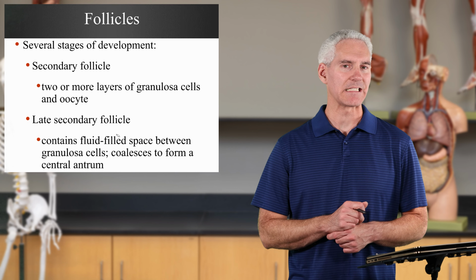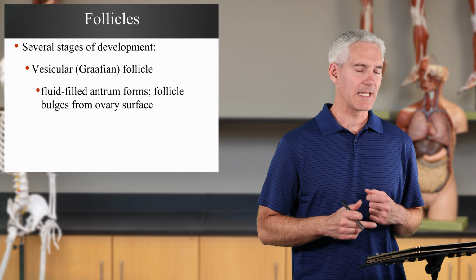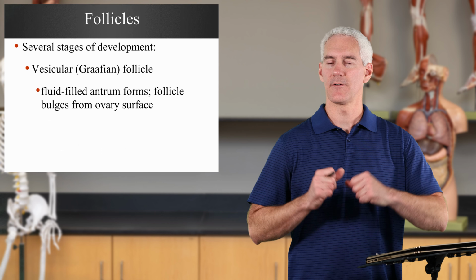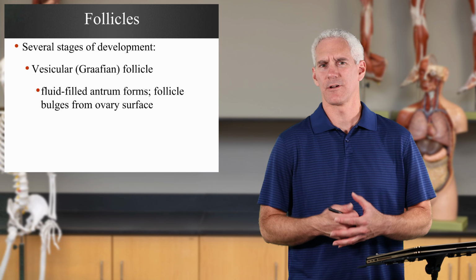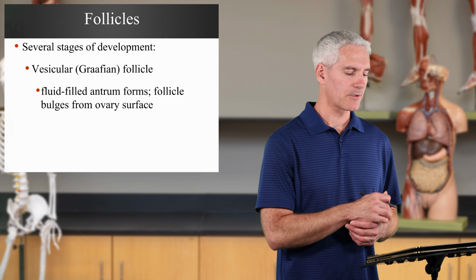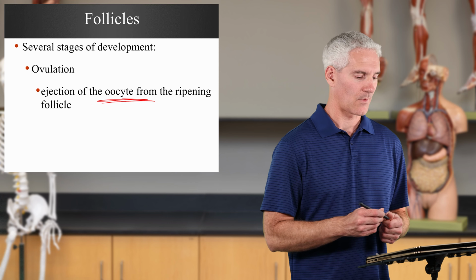Now, from this late secondary follicle, this starting antrum, this little space, it's going to grow into a very large fluid-filled antrum. That's the vesicular follicle, sometimes known as the Graafian follicle. So the vesicular follicle has a large fluid-filled space. Then, once that's mature enough, ovulation occurs. So that vesicular follicle was the last stage before ovulation. Ovulation is when the oocyte is basically pushed out from that developing structure.